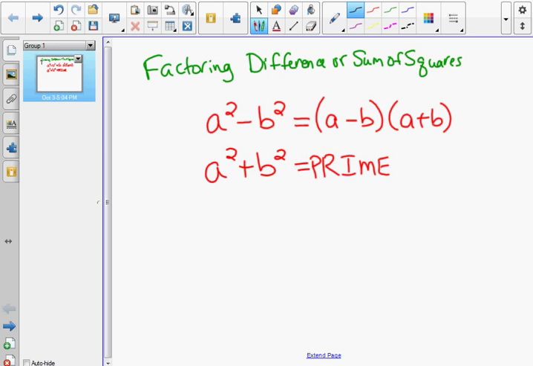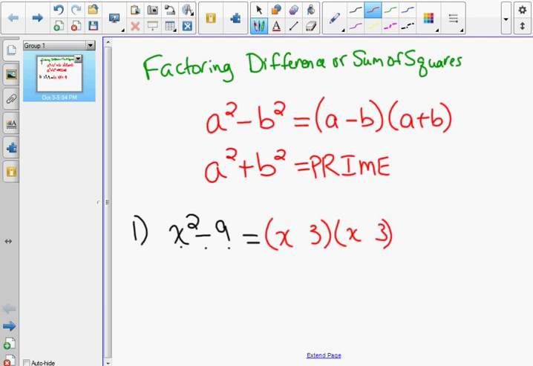Let's take a look at a couple different examples. So, start with the first one, x squared minus 9. So we can clearly see that we have an x squared term, we have subtraction, which is difference, and we have 9, which is also a perfect square. So when I factor this, I'm going to take the square root of x squared, which will be x, and the square root of 9, which will be 3. And both of my binomials are going to have that x and that 3 in place. One binomial will have a minus, the second binomial will have a plus, and that's it.